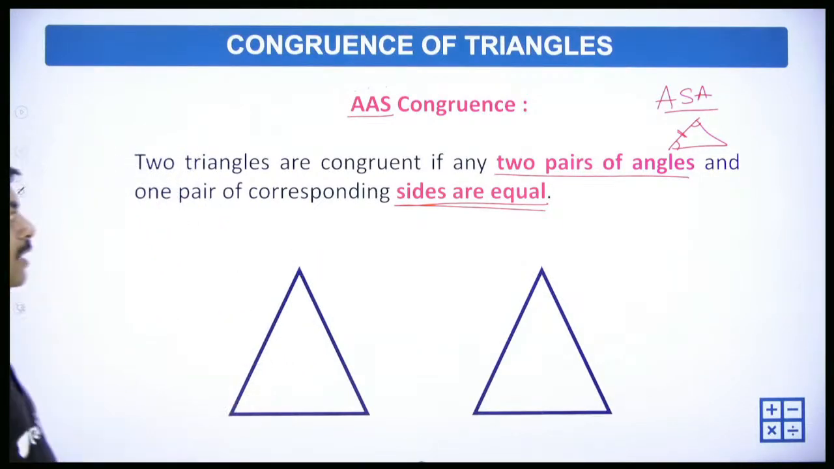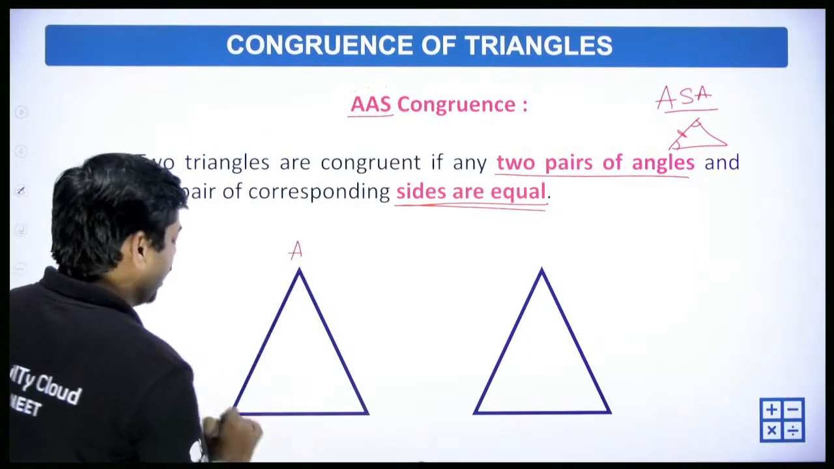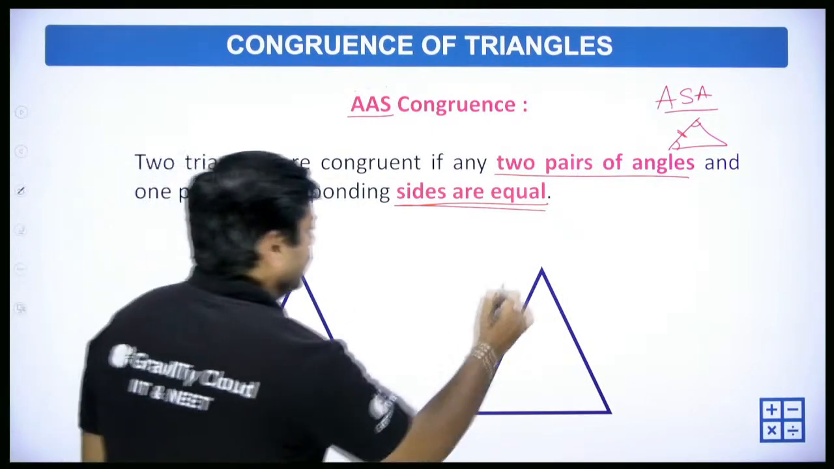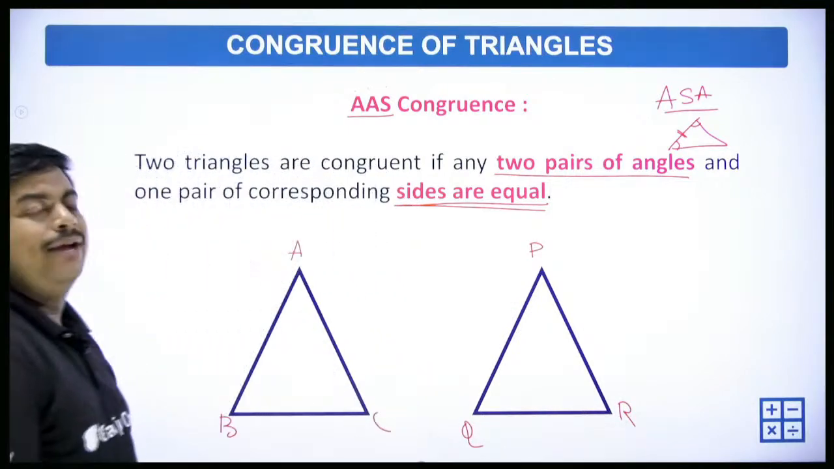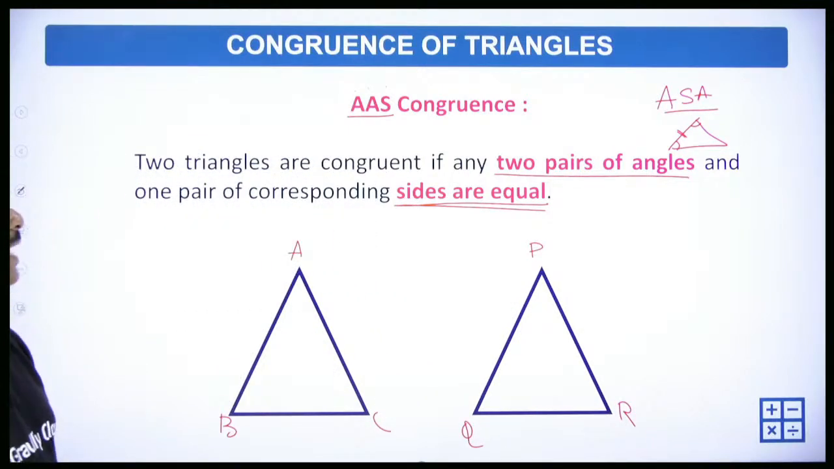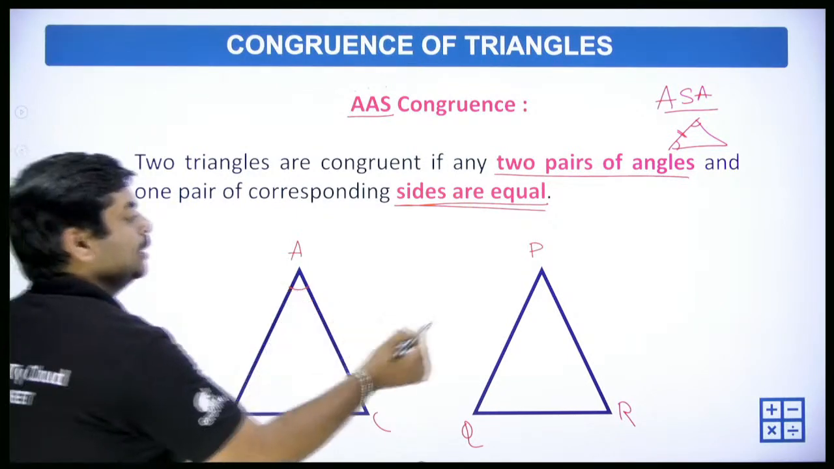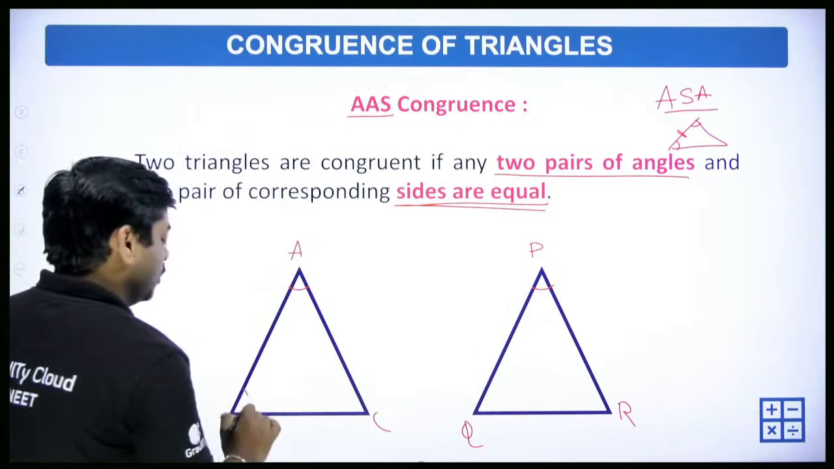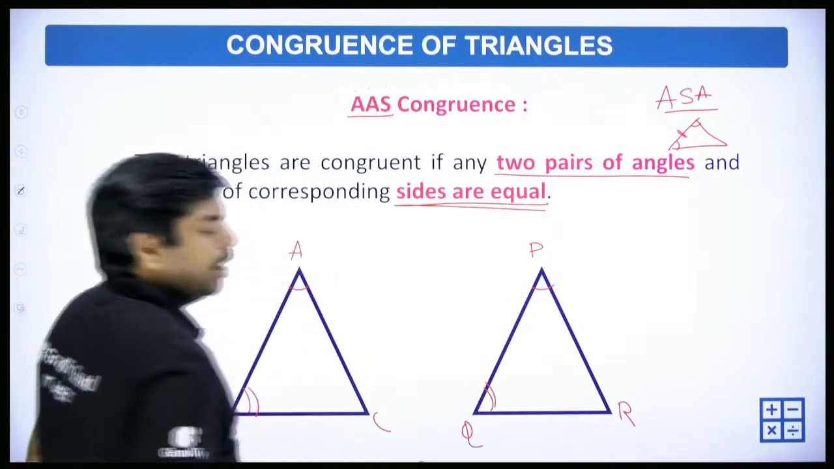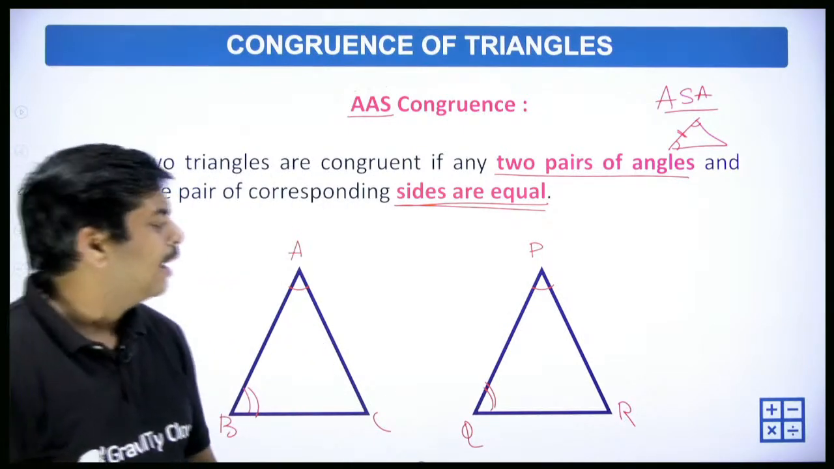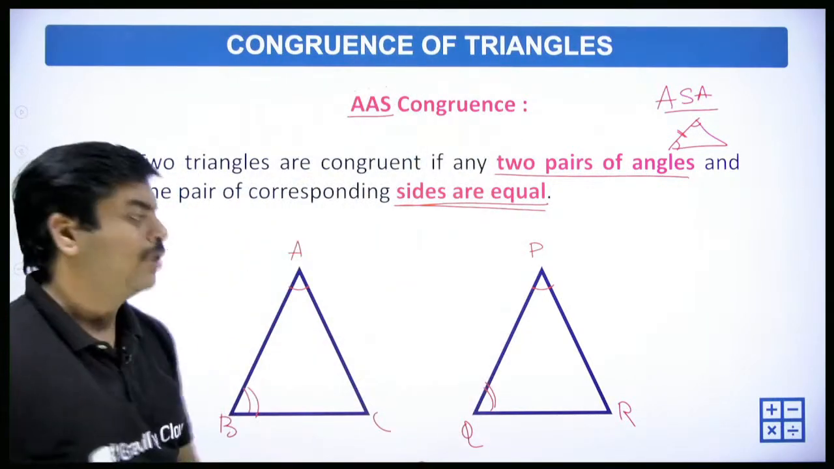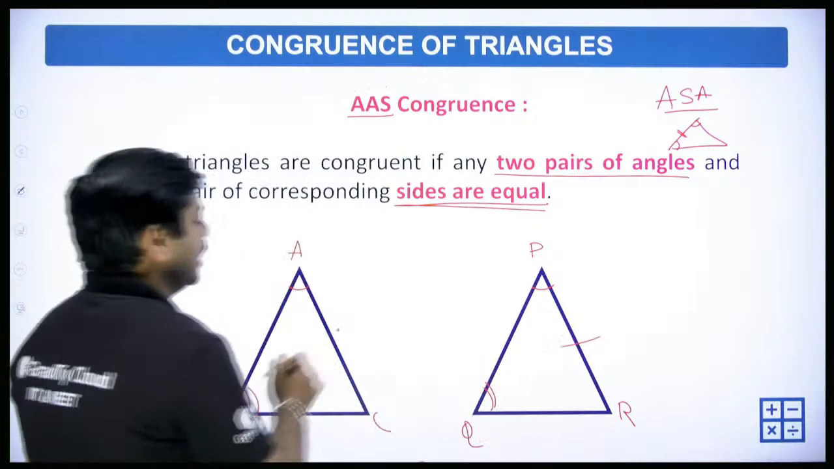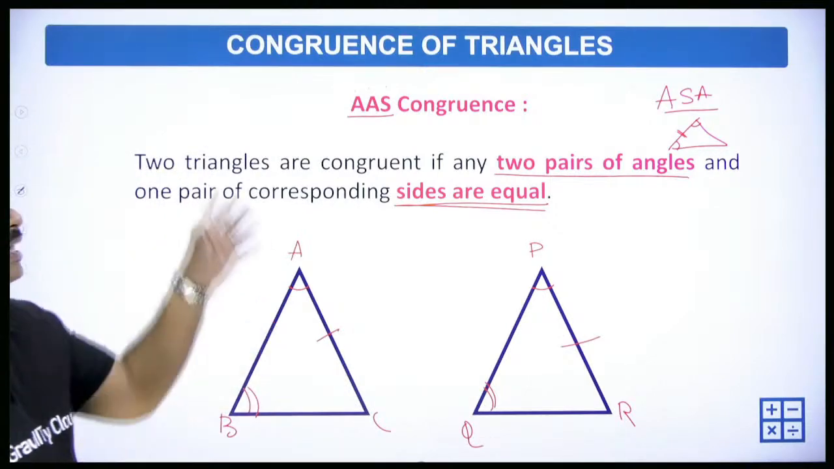Okay, let's try to understand this one. Take a triangle ABC and a triangle PQR, with two pairs of angles and one pair of corresponding sides. Let's say this angle is equal to this angle, and this angle is equal to this angle, and now it's not the included side, as with ASA. It can be any other side. You can say that this side and this side are equal. It is enough to say that it is an AAS congruence.